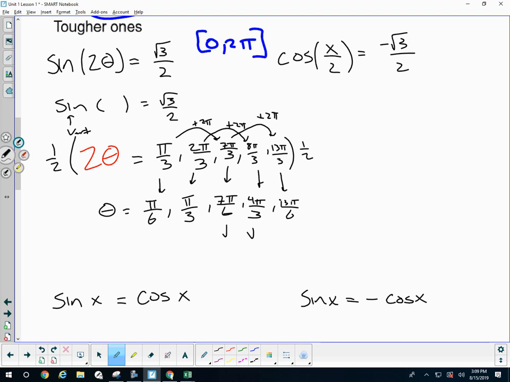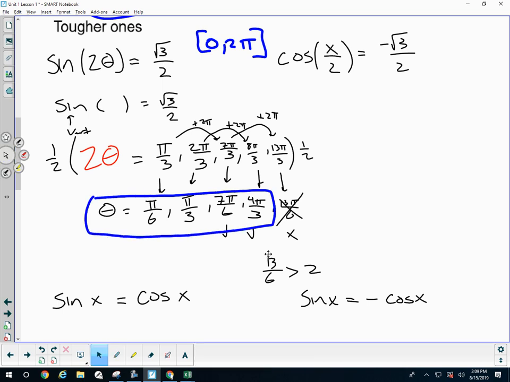No. That is bigger than 2 pi. How do I know that's bigger than 2 pi? 13 divided by 6, bigger than 12 over 6. So I know 13 pi over 6 is bigger than 2 pi. So I actually understand the angles that I looked for originally so that my manipulated solutions are all the solutions between 0 and 2 pi.